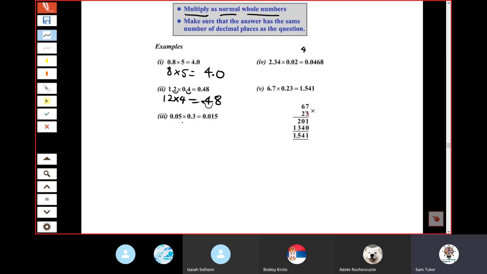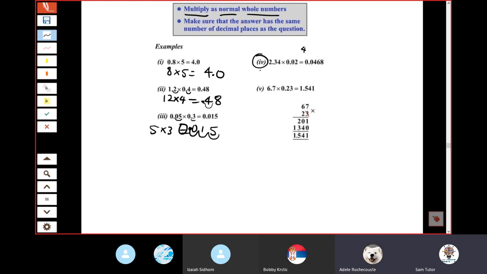This one looks complicated, but all you do, you just say, ignore everything. You just do 5 times 3 becomes 15. And then there's 2 there and 1 there. Can we see what I mean by 2 and 1? Yeah. 2 decimals and 1 decimal. So that's 3. I've got to go back 3 times. 1, 2, 3. So the answer is 0.015.